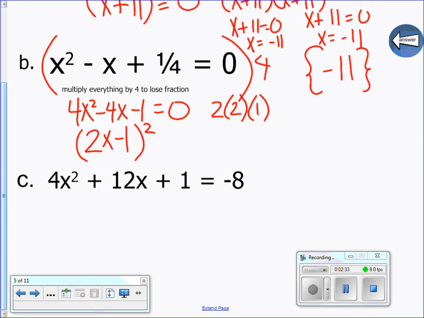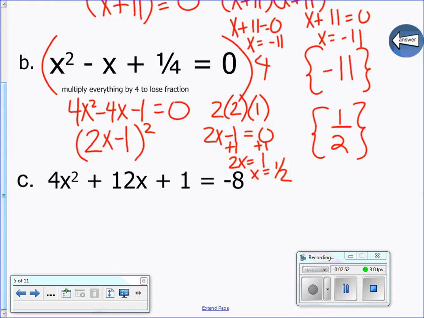So we're going to set that to 0. 2x minus 1 equals 0. Add 1 to both sides, and we get 2x equals 1. So x is equal to 1/2. We don't have to do it twice because the factors are the same. So 1/2.